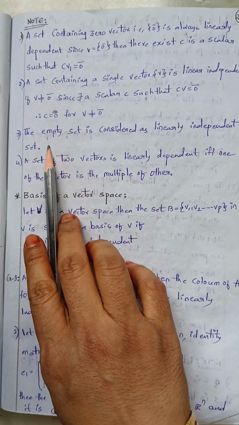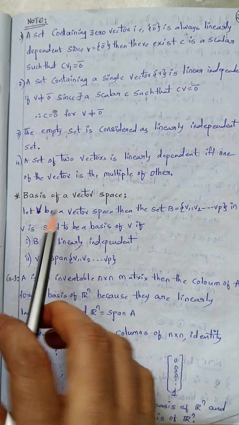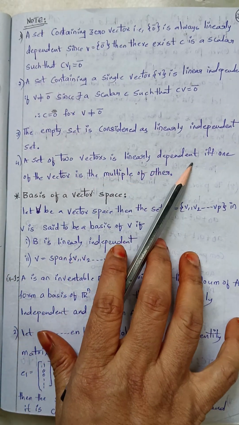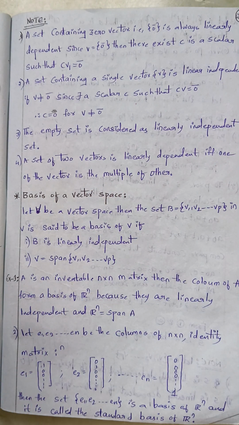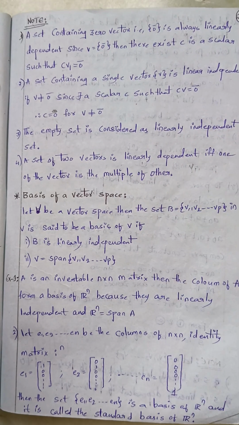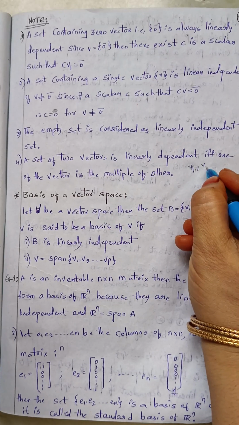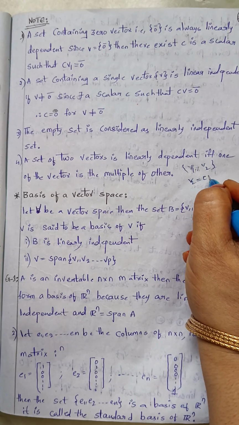And obviously the empty set is considered a linearly independent set, and a set of two vectors is linearly dependent if and only if one is a multiple of the other. Suppose you are taking v1, v2. One is a multiple of the other: v2 equals some c into v1.